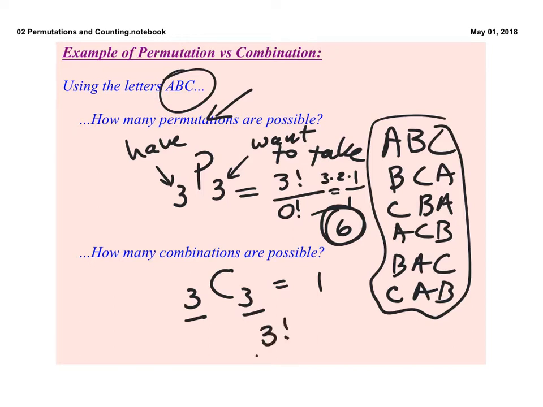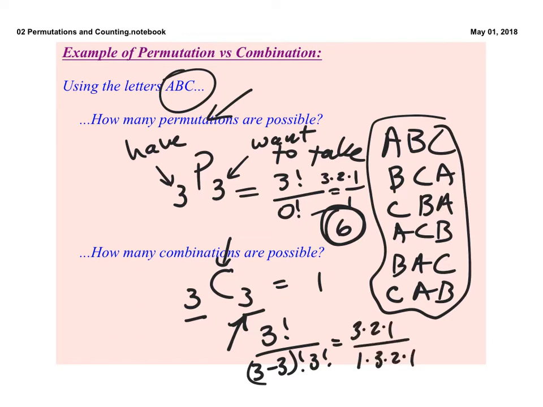It's 3 factorial over 3 minus 3 factorial, which again is 0 factorial, which is defined as 1. And then there's an extra one of these. See, there's an extra one of these. 3 factorial on the bottom. So that's really 3 times 2 times 1 over 1 times 3 times 2 times 1. Everything cancels. It's equal to 1. And like I said, there's only one way to do it.